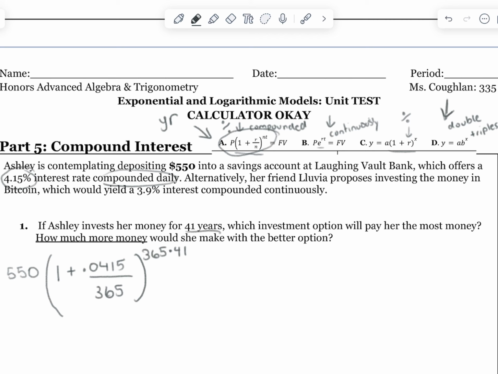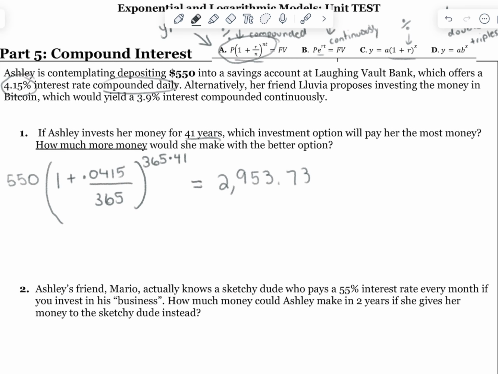So I'm going to go ahead and put this into my calculator. Plus 0.0415 divided by 365. Okay, and I get that she made $2,953 with 73 cents. However, her friend Yuvia proposes investing the money in Bitcoin, which pays a 3.9% interest, compounded continuously.